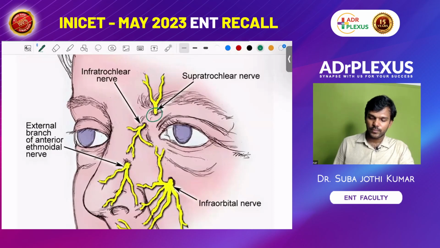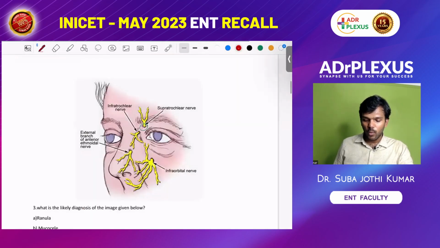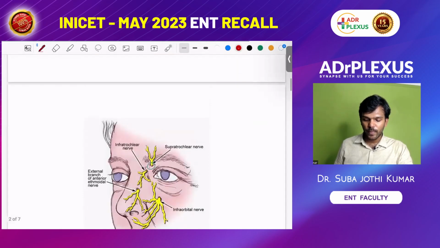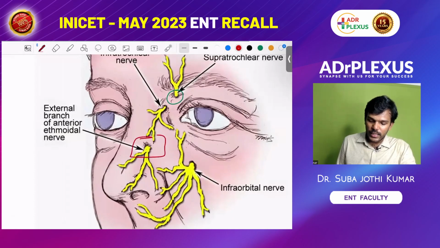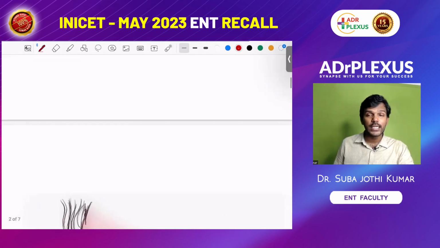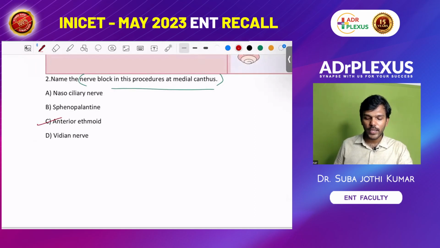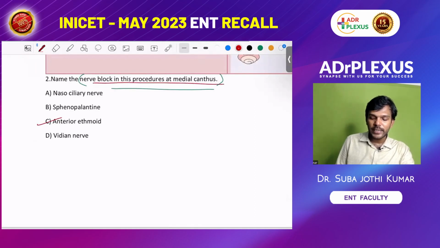There are 2 versions of this particular question. One version is someone telling that they are pointing to this particular area and also telling that it could be the nerve supply of the external nose. So for those people, the answer is anterior ethmoidal nerve. But what is the nerve blocked at the medial canthus? For that, the answer is nasociliary nerve.